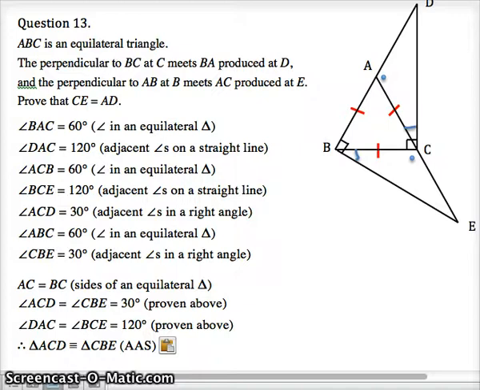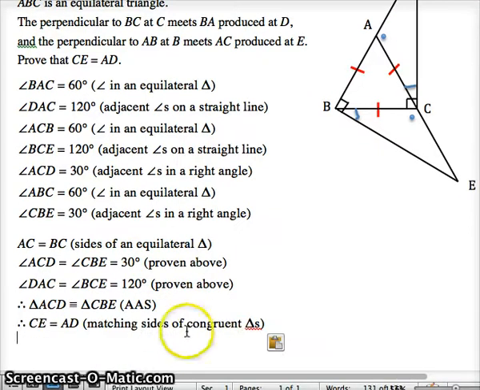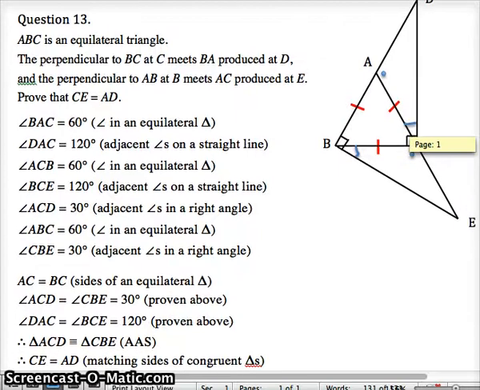And because they're congruent, therefore we can say that CE is equal to AD because they are matching sides of congruent triangles. And that's the end of the proof.